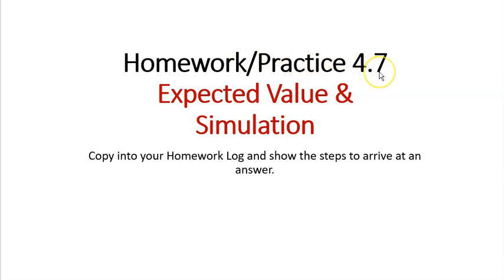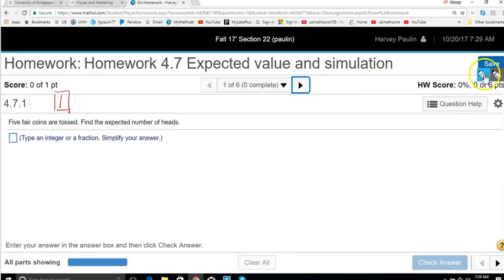In section 7 of unit 4, we're going to take a look at expected value and simulation. Now, as we look at number 1, 5 fair coins are tossed. Find the number of heads.